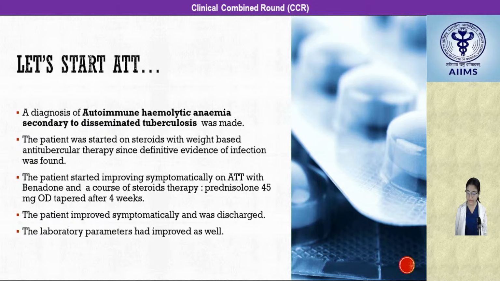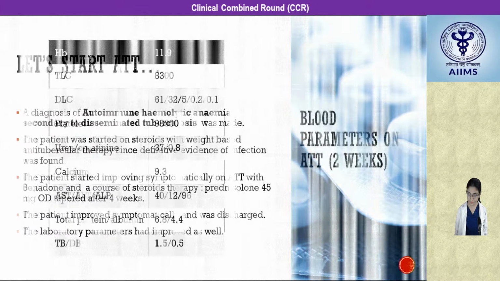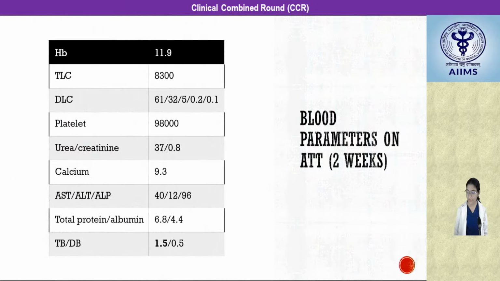A diagnosis of autoimmune hemolytic anemia secondary to disseminated tuberculosis was made. Patient was started on ATT along with steroid therapy since a definitive evidence of infection was established. Patient was started on prednisolone at 45 milligrams once a day, which was tapered over 4 weeks. Patient had improved symptomatically and was discharged. These are the blood parameters.